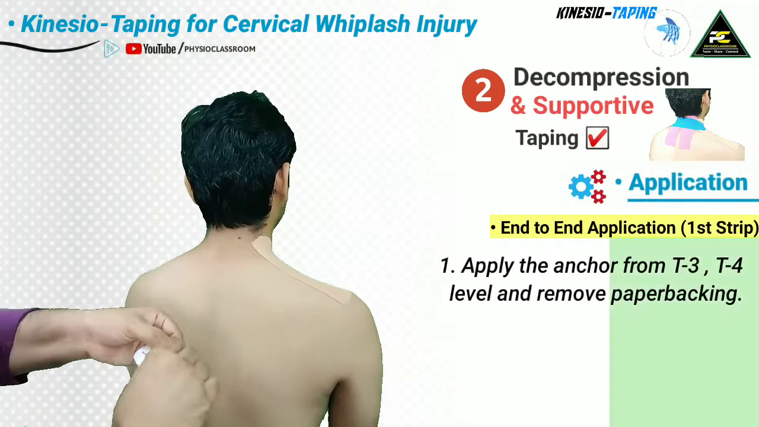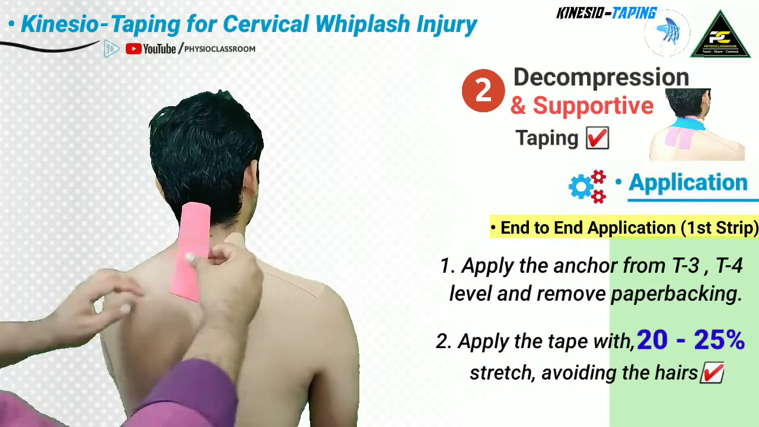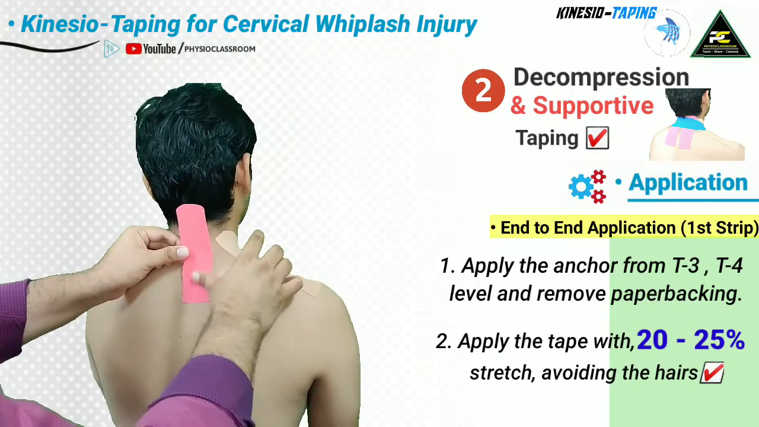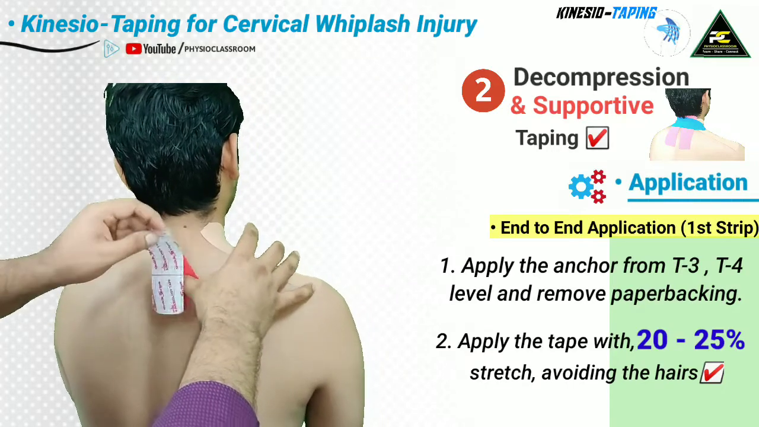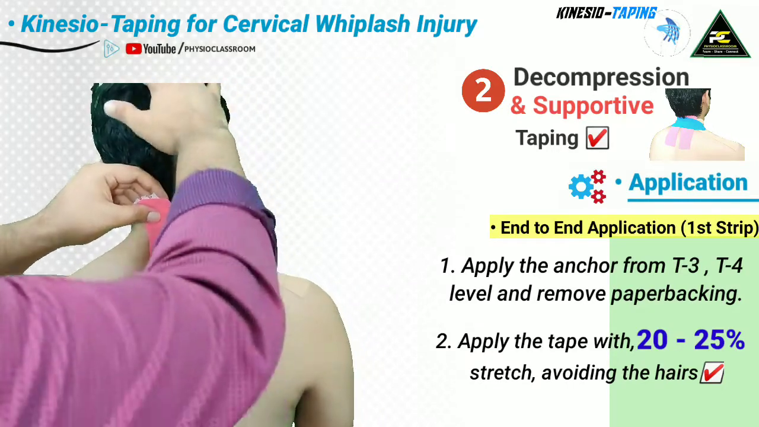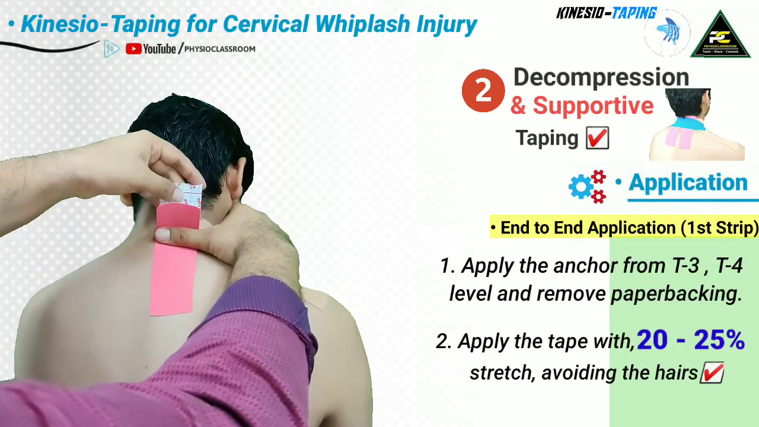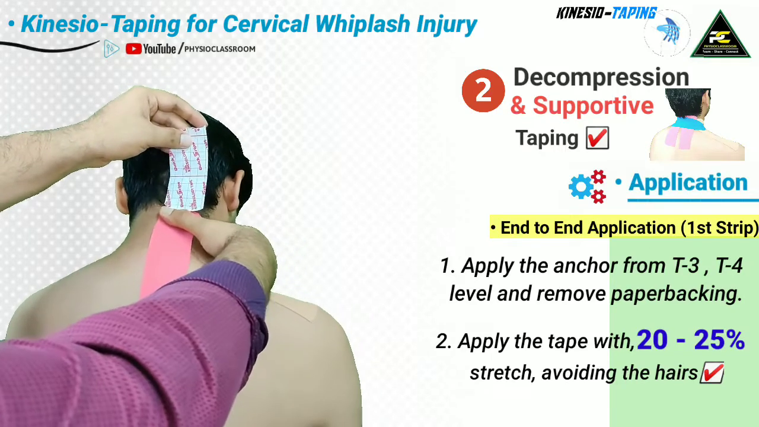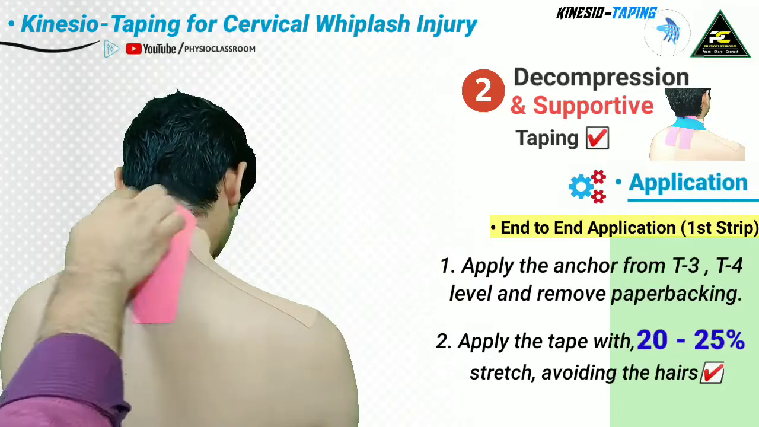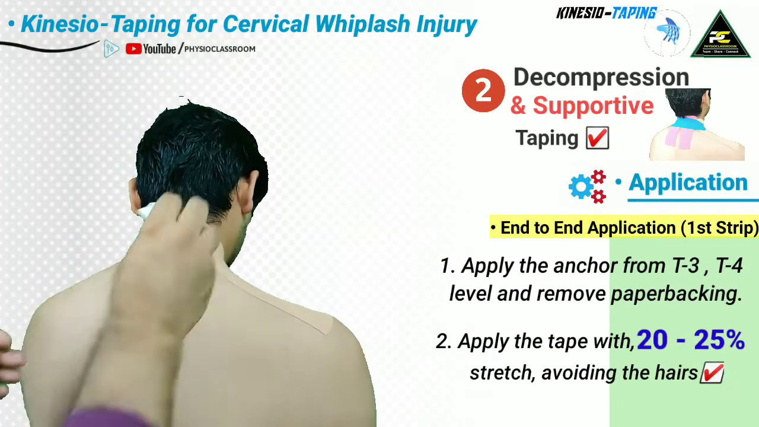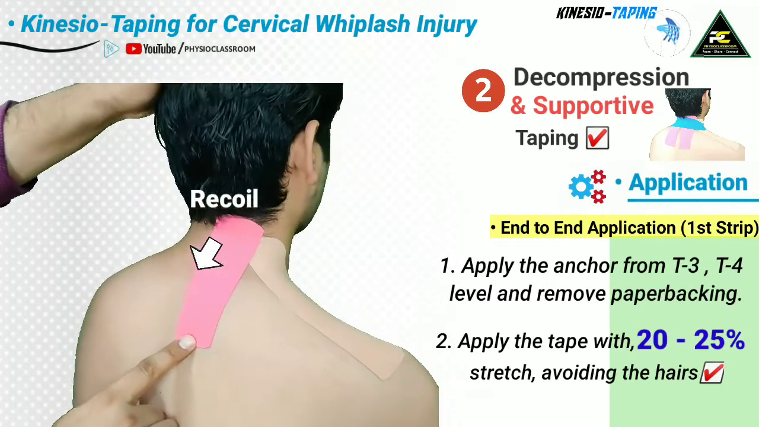So here again we are going to create the anchor for the tape by tearing the paper backing. This needs to be applied paraspinally, and then because this time we need to support the cervical extensor, therefore we are going to have some stretch. Flex your head. Yes, some stretch in this tape, and the last part is again going to be without any stretch. So always remember that this area needs to be shaved properly so that it doesn't have any hairs for proper anchoring of the tape. Come back. Good.